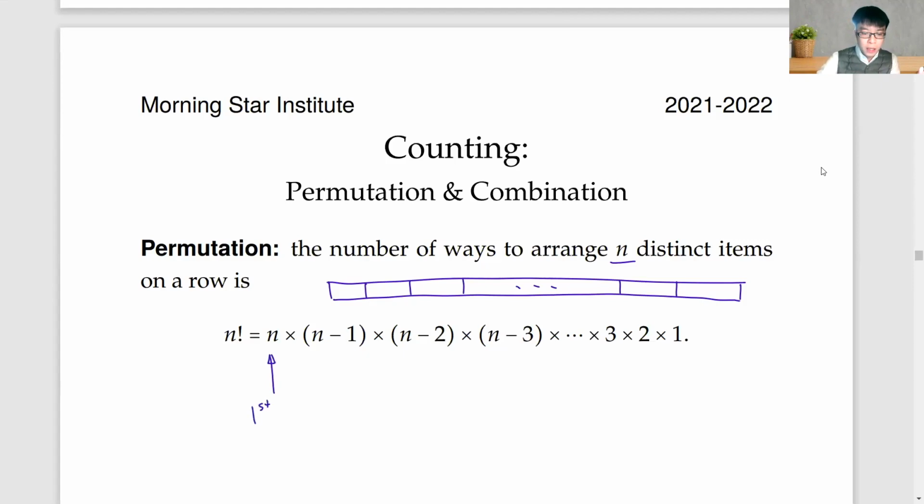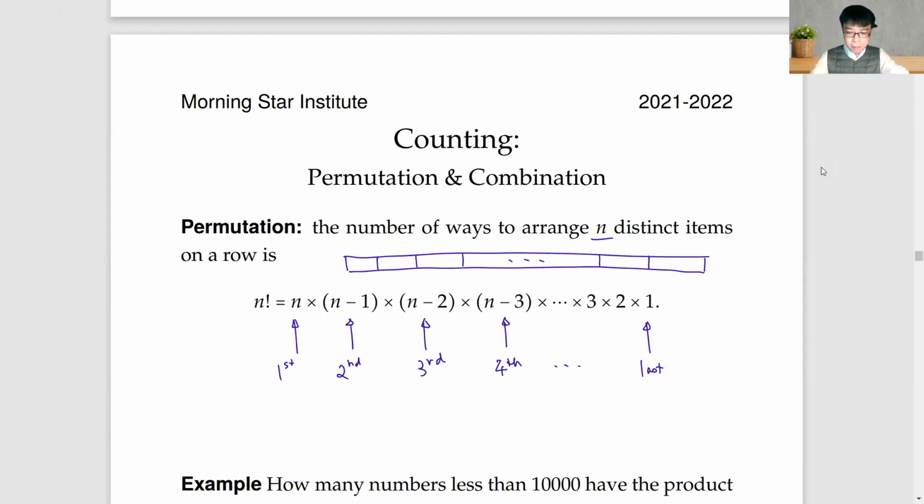The second person will have n minus 1 choices because the first person occupied 1 seat, so there are n minus 1 remaining seats. Similarly, the third person has n minus 2 choices. The fourth person has n minus 3. And the last person has just 1 seat remaining. So that's why we have n factorial. This is a permutation, from the multiplication principle.